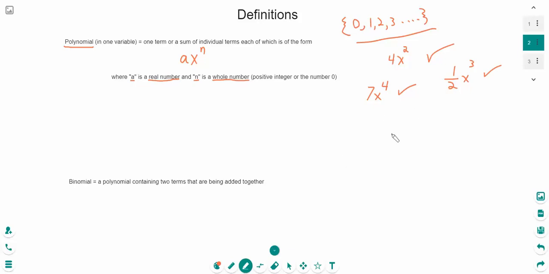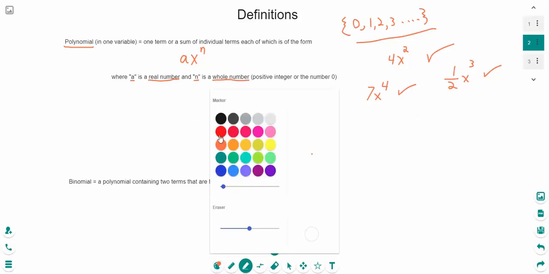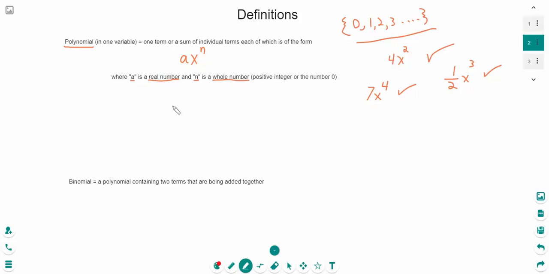Now let's look at some examples of things that are not polynomials. So if I have something that looks like this, perhaps, if I have 3x raised to the negative 2, this would not be a polynomial. And why? Think about it for a second and see if you can answer it. Why would this not be a polynomial?